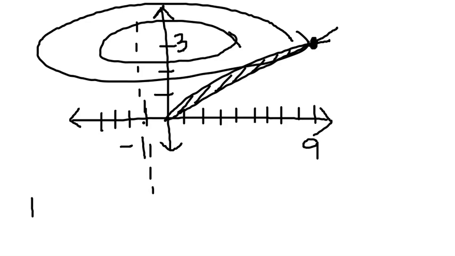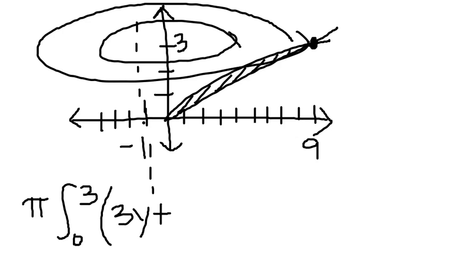Remember, it's pi times the integral from 0 to 3 of the outer radius squared minus the inner radius squared. The outer radius is from the outermost curve, which in this case is the linear one, the line. So the outermost curve minus the axis of rotation, which is -1. The outer curve, 3y, minus -1, so 3y + 1, squared. That's my outer radius squared.